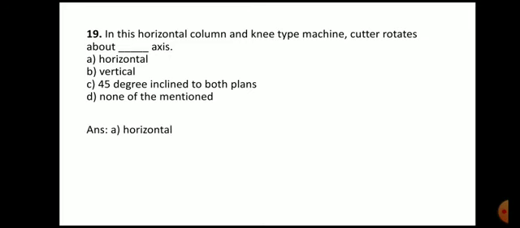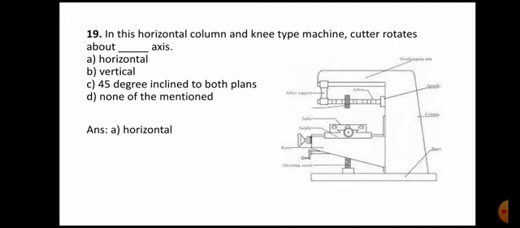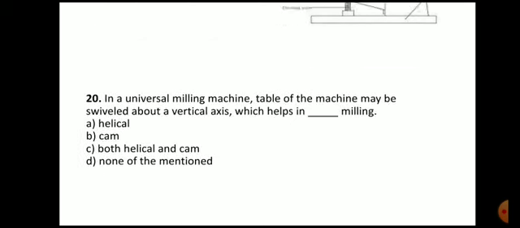The answer is horizontal. Okay, so the cutter rotates about horizontal axis. So this is an example of your column and knee type machine. Now here you can mount your cutter over this arbor. So the cutter rotates about the horizontal axis. So this is nothing but the cutter, and this is mounted over the arbor, and the cutter rotates about this horizontal axis.